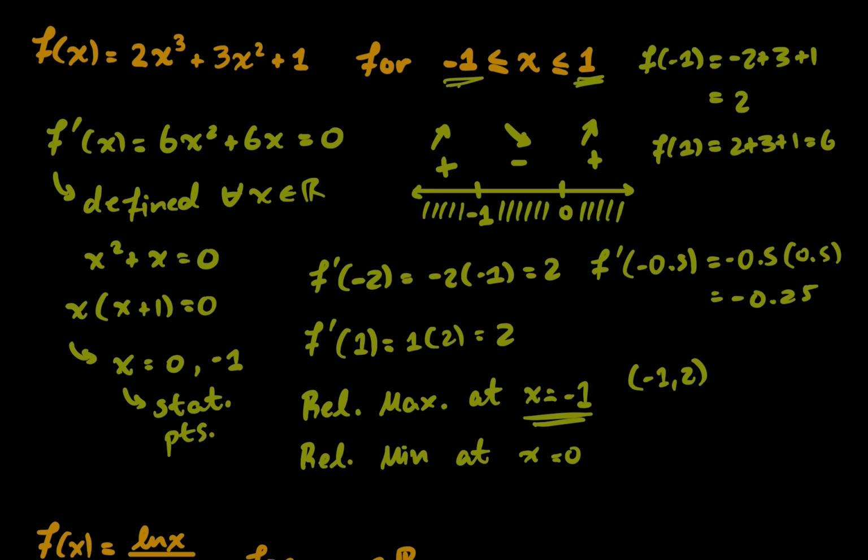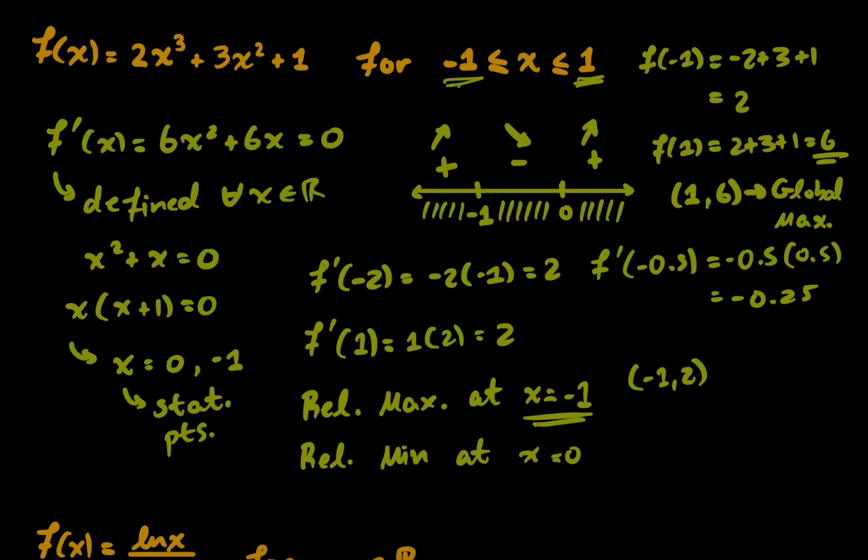And how do we know that? Well, it's because of the other endpoint. When we look at f of 1, here we have f of 1 equals 6, right? So we have another point, which is (1, 6). And we know that this is going to be the global maximum right over here.